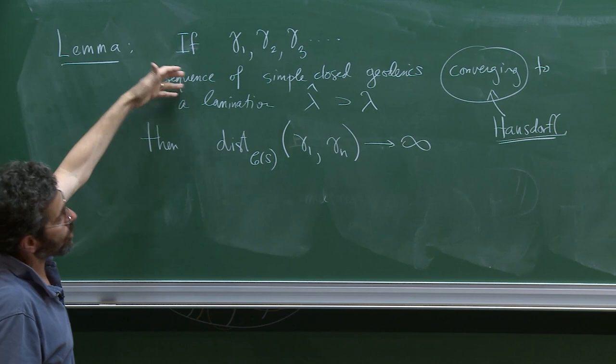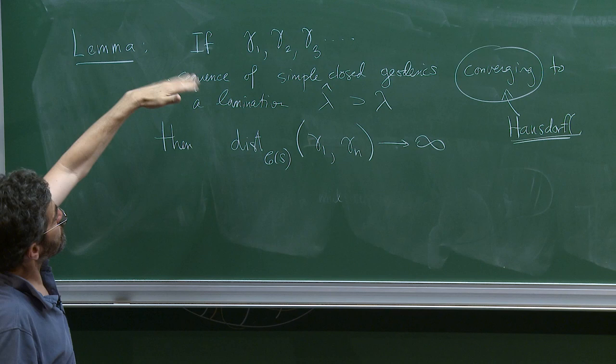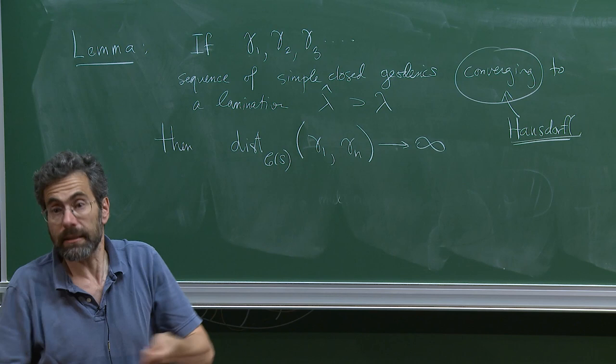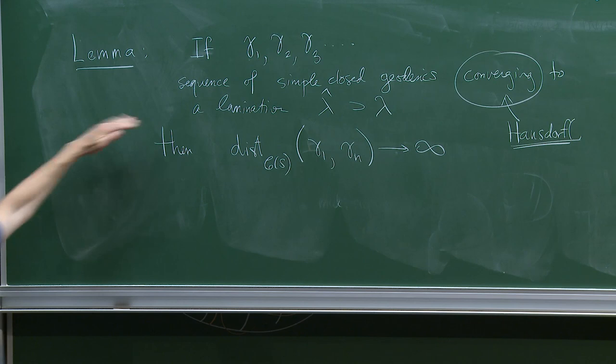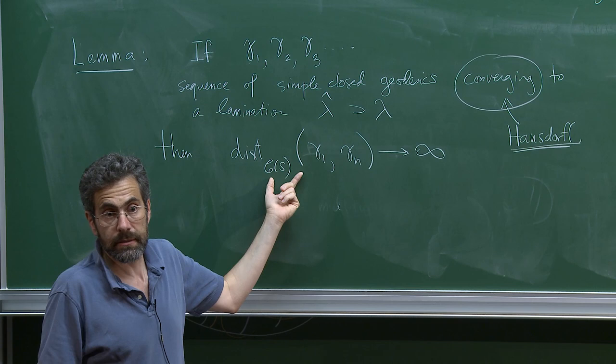So, first of all, there always exist such sequences. Certainly, they exist when lambda comes from a Pseudo-Anosov. We could just take one curve and apply the Pseudo-Anosov to it, and it's going to converge to the lamination. And this lemma is saying that if I have any such sequence, they must be going to infinity in the distance in the curve complex.